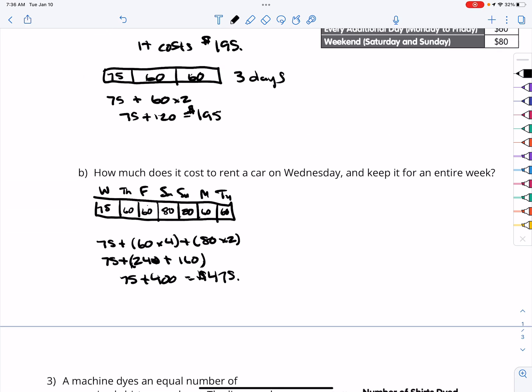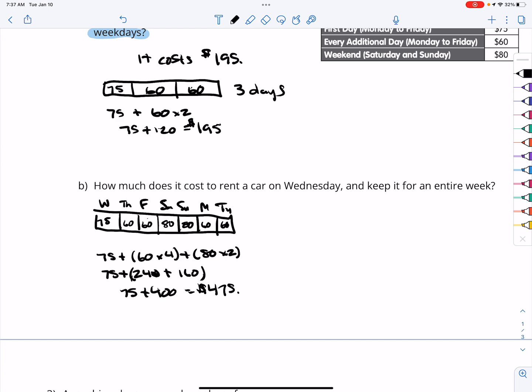Awesome. So because he's returning it on Wednesday, he's not going to pay for that Wednesday. So for an entire week, it will cost $475. Cool.